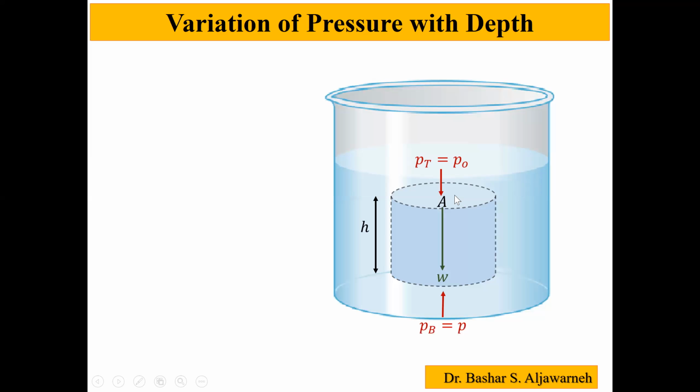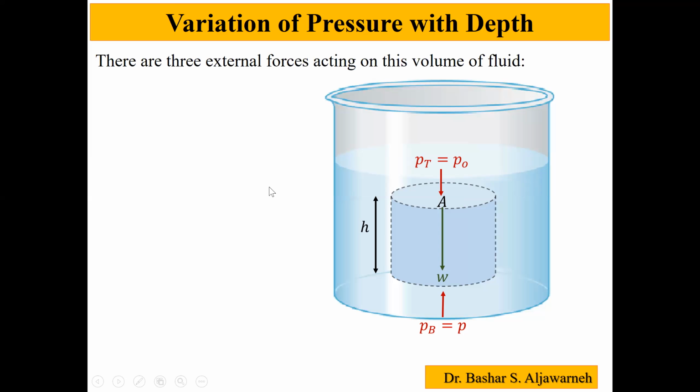Now, our system here is in equilibrium. So we can say the following. The force from the bottom equals the force from the top plus the weight. Therefore, we can say F bottom minus F top minus W equals 0.